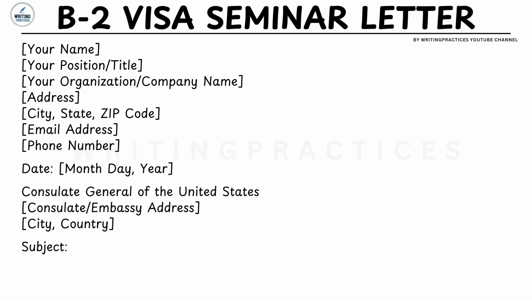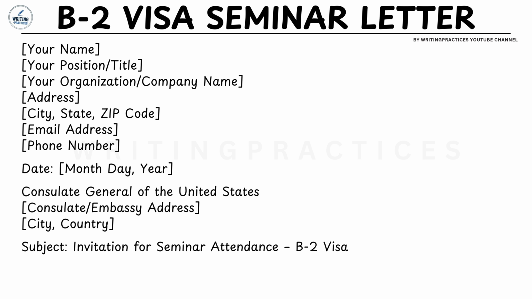Subject line. Next, you add the subject line. In our template, it's Subject: Invitation for Seminar Attendance, B2 Visa. The subject line is very important because it summarizes the purpose of the letter in just one sentence. It immediately tells the consulate that this letter is an invitation for seminar attendance, and it clearly specifies the visa type, which helps officers process the application more efficiently.